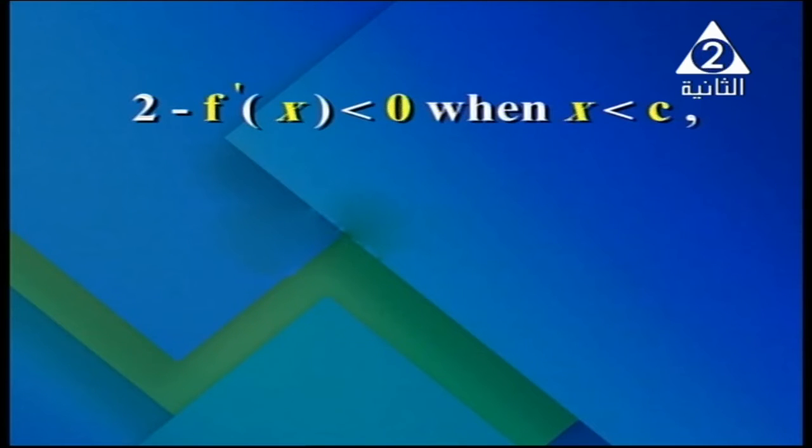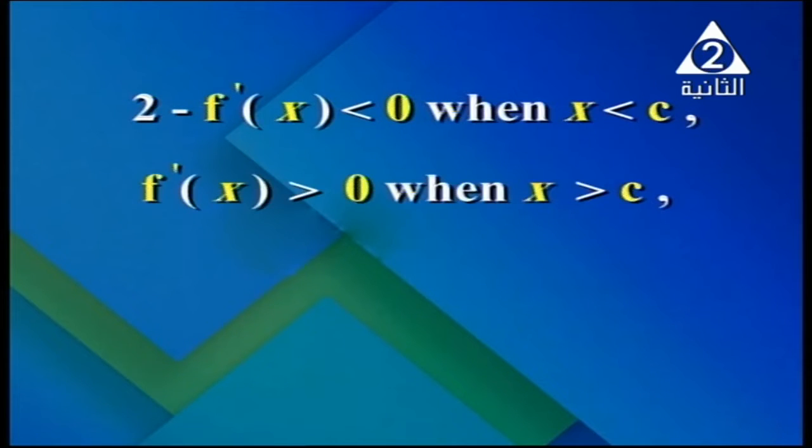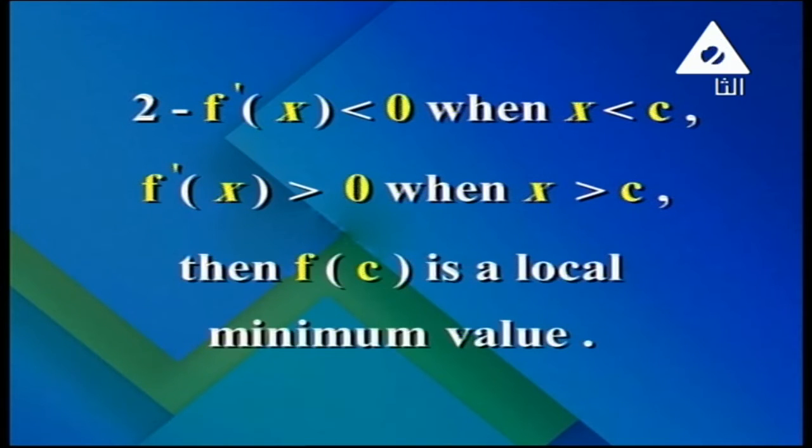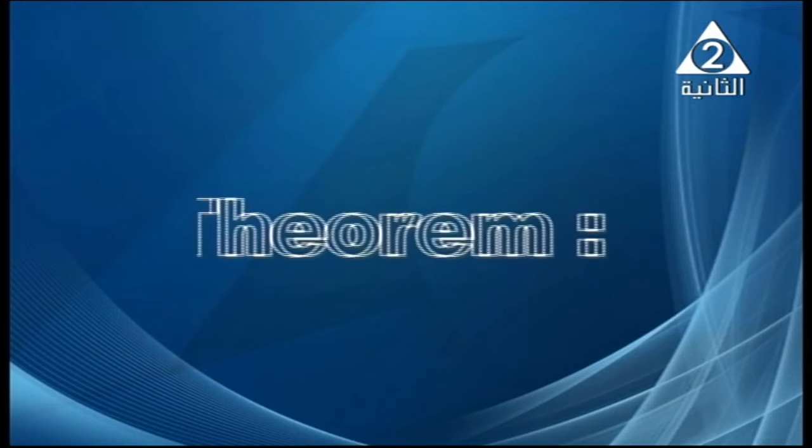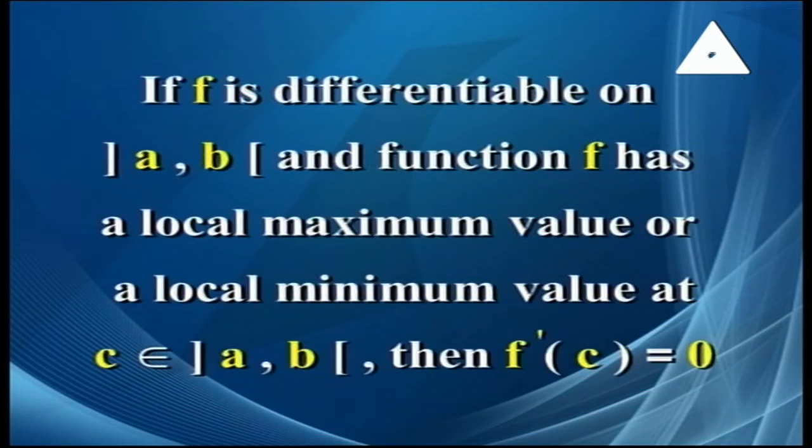Number 2, f dash x smaller than 0 when x smaller than C, and f dash of x more than 0 when x more than C. Then f of C is a local minimum value. Look at this theorem, my dear student: if we have a differentiable function and the function has a local maximum or local minimum value at point C belonging to open interval AB, then we deduce f dash C equals 0.